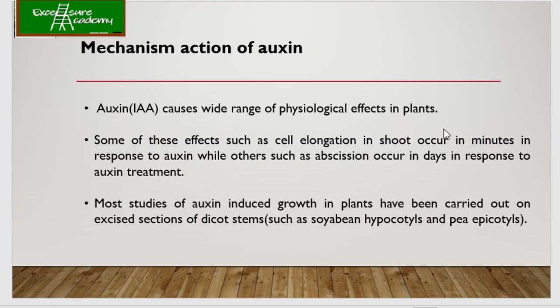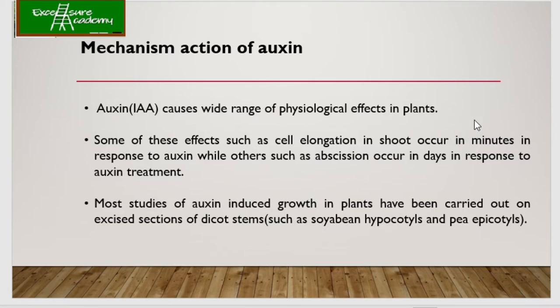Now, mechanism of action of auxin. It causes a wide range of physiological effects in plants. So, in this session, we are going to talk about these effects in detail. Okay. Some of these effects, such as cell elongation in shoot, occur in minutes in response to auxin, while others, such as abscission, occur in days in response to auxin treatment.